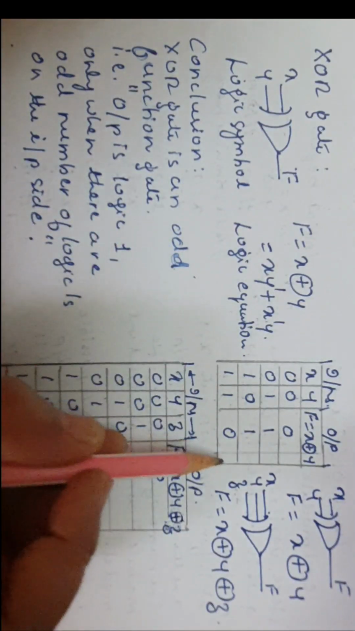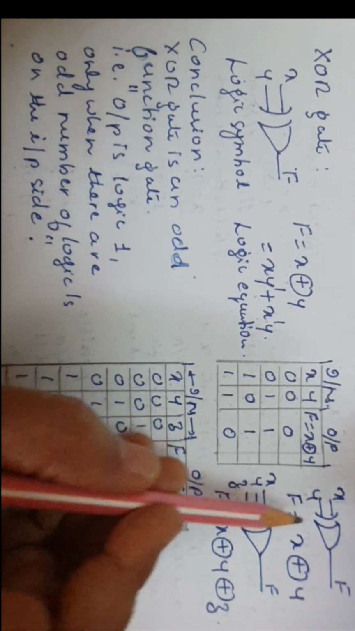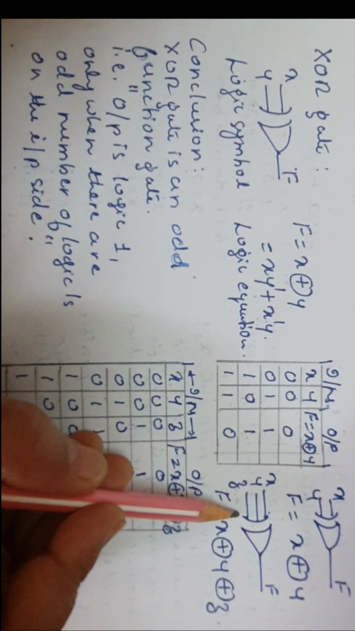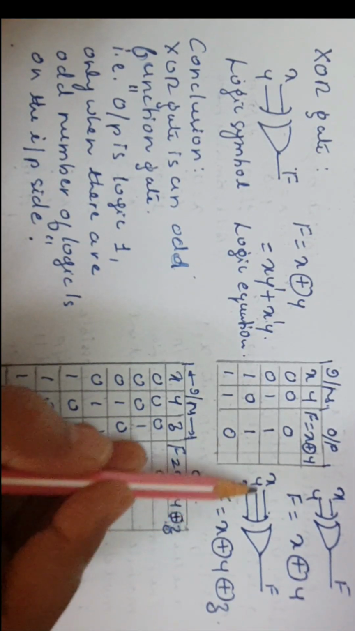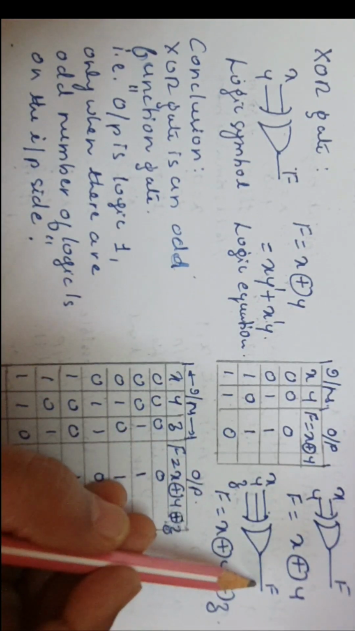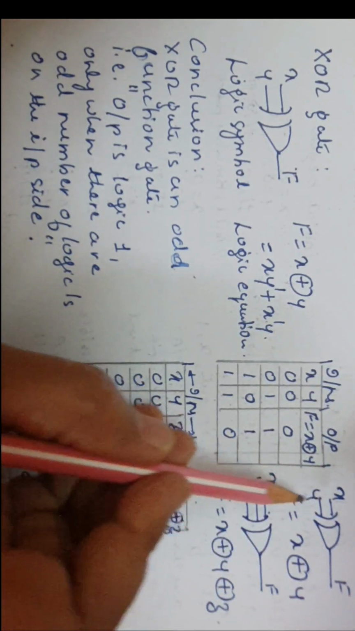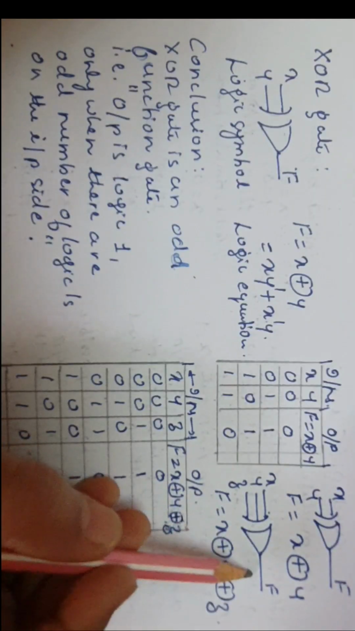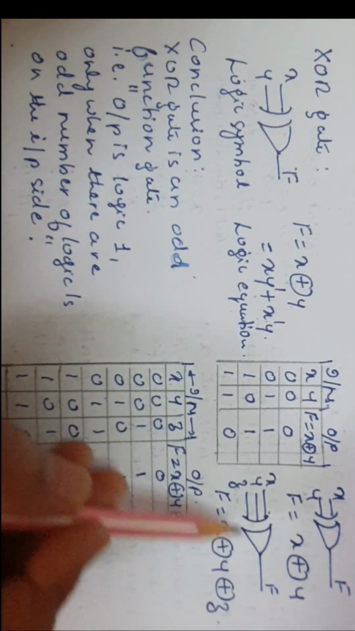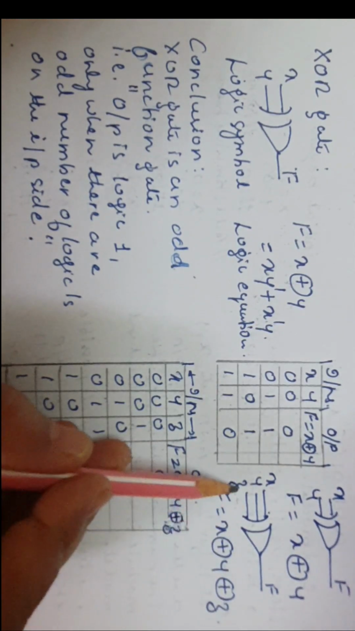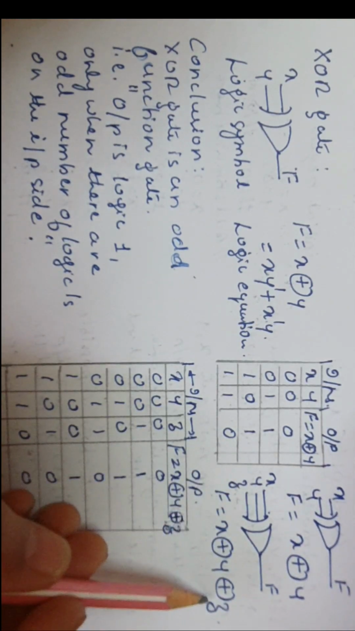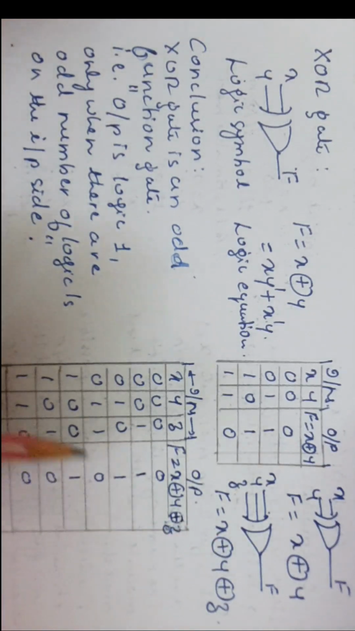XOR gate. Okay. So next, instead of a 2 input XOR gate, if we take a 3 input XOR gate, the logic symbol will be like this. Let X, Y, Z be the inputs, F be the output. Instead of only 2, here 3 are taken. Always the output of the gate will be only 1. So F equal to X XORed with Y XORed with Z. So this is the logic equation for the XOR gate.